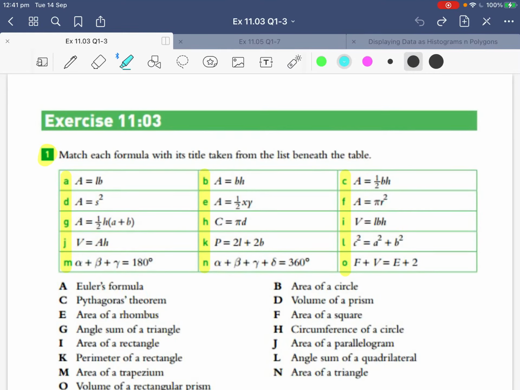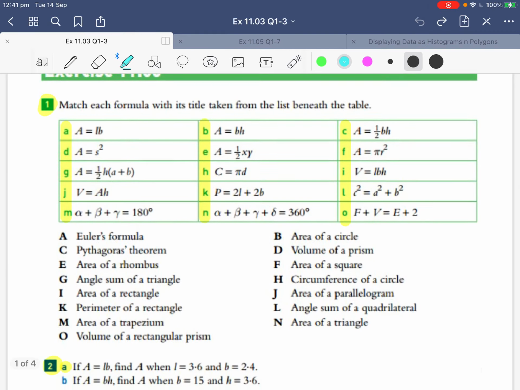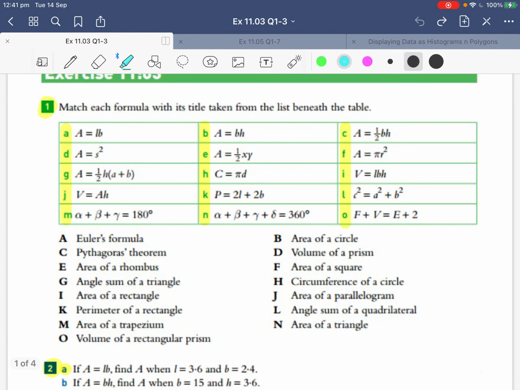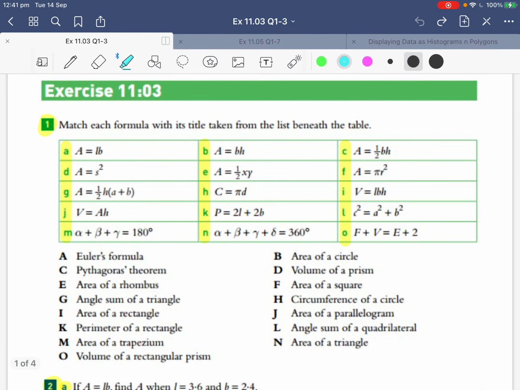Hi Year 9, today we're looking at exercise 1103, which is formulas, evaluating the subject. I'm going to explain how to do each question, questions 1, 2 and 3, and that should hopefully help you to do it. Question 1 says match each formula with its title taken from the list beneath the table.